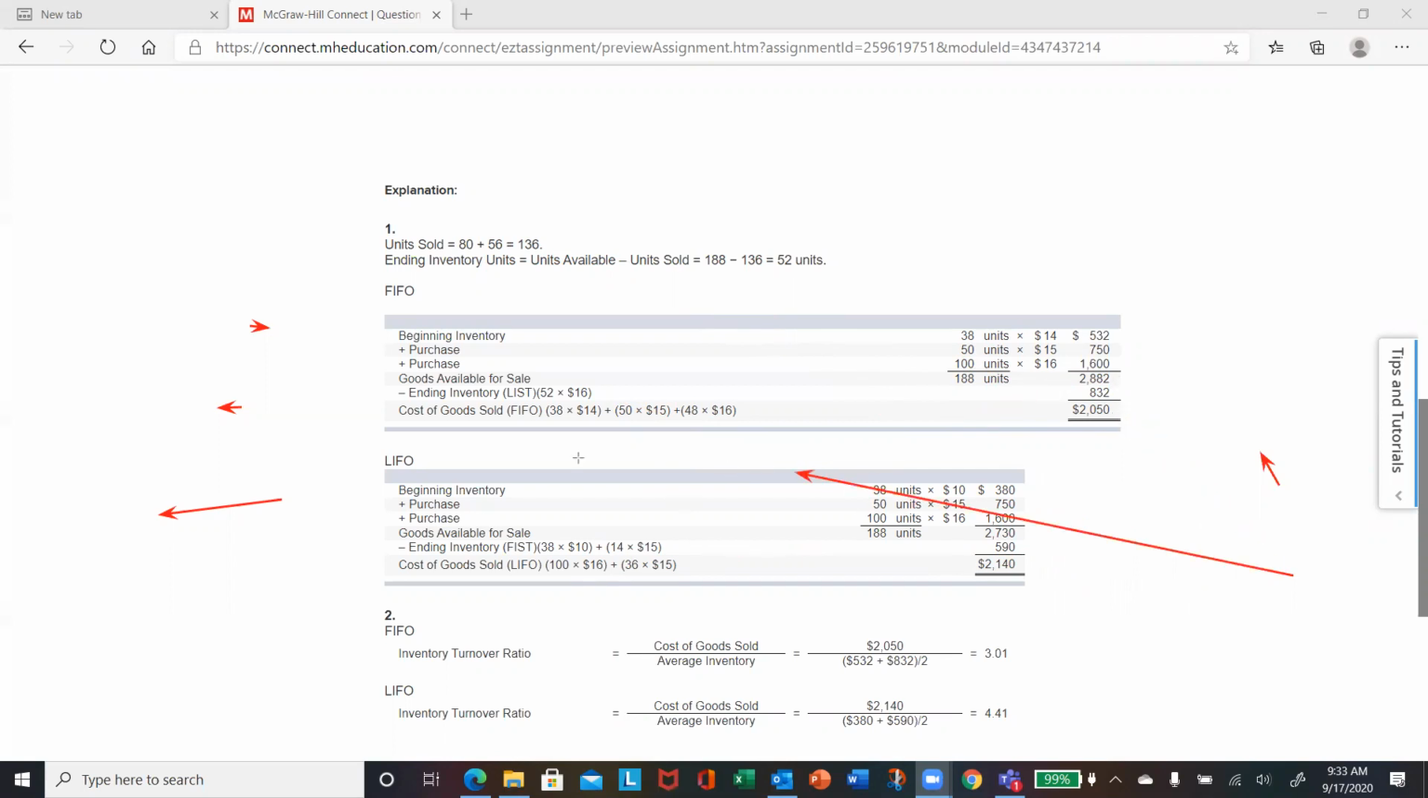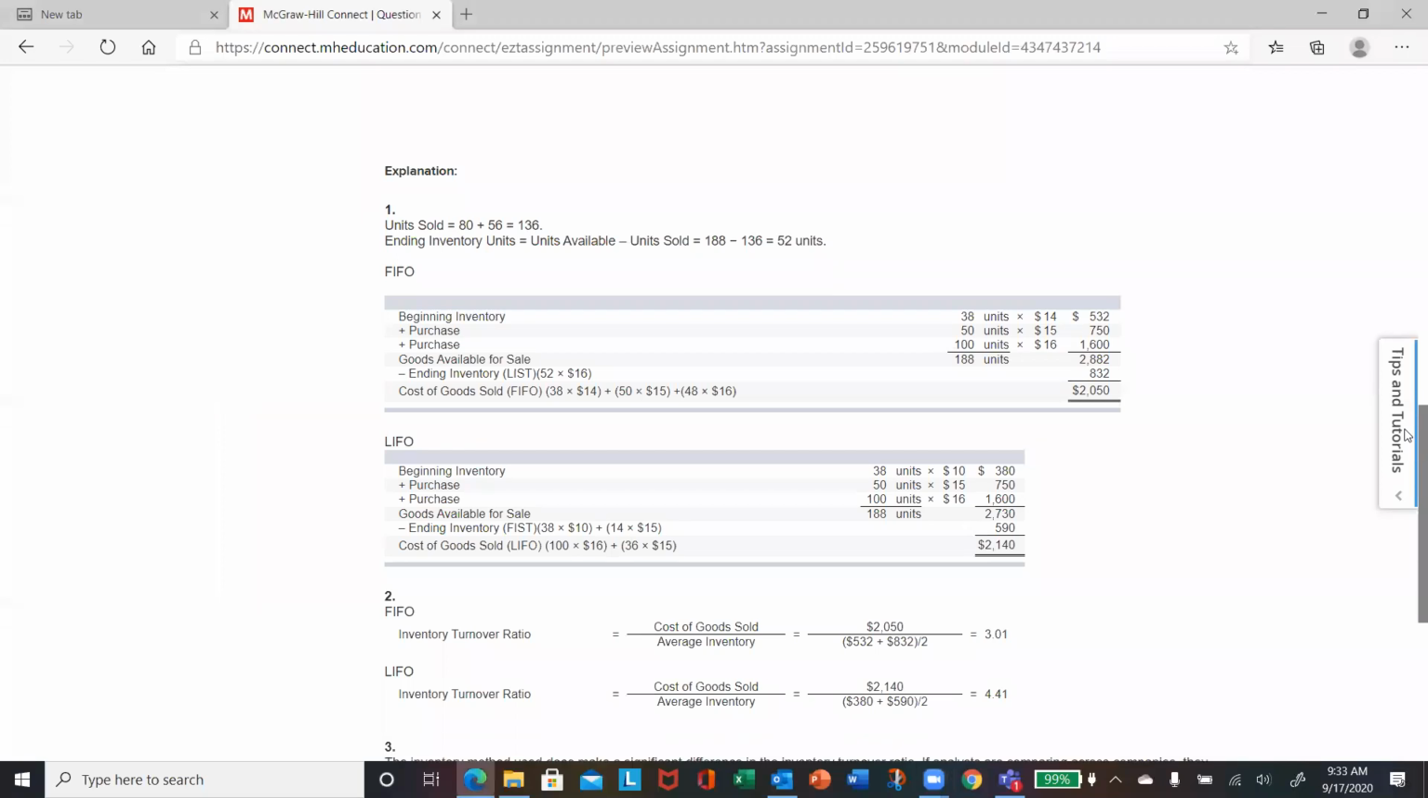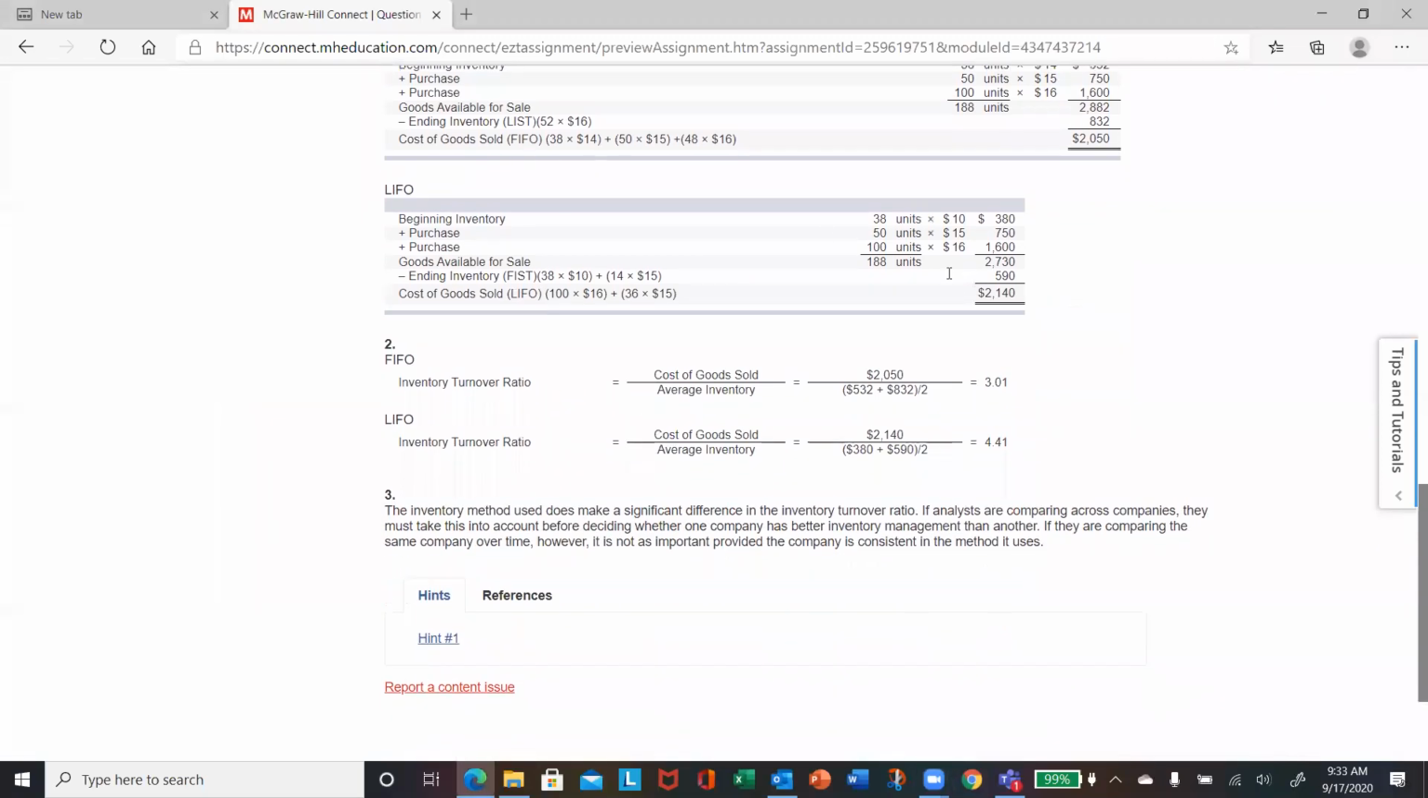And then you could also proof it right here to get the units sold of 136, that's 38 plus 50 plus 48. And they're just taking those respectively in order. All right, so that would be your FIFO numbers. And then under LIFO, notice again, last in, first out. It just goes backwards. So ending inventory, what's left over would be the 38 from beginning inventory plus the 14 in the next pool.